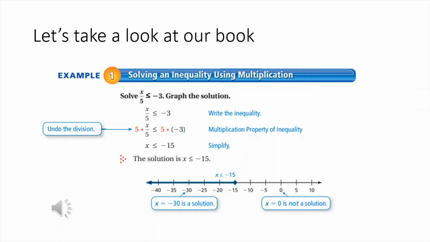And since x is everything that is less than or equal to -15, we need to shade in the part of this line graph that is everything that's below -15. And when we're talking about below a negative number, we're going left. We're going towards more negative numbers.